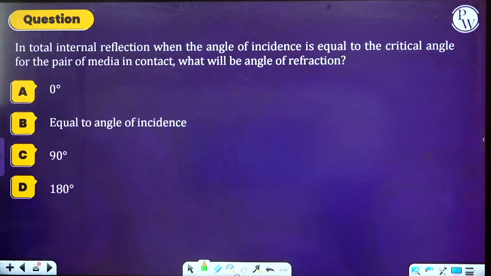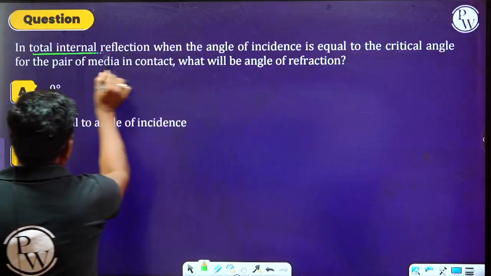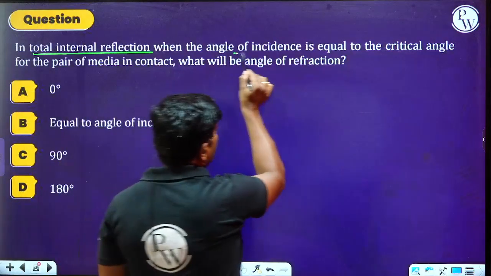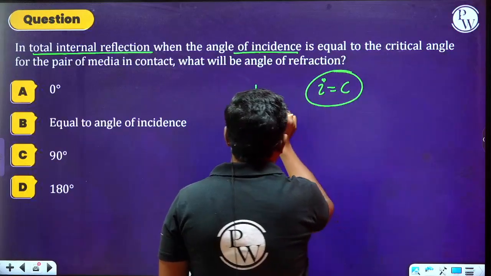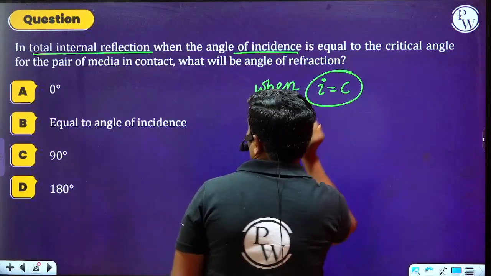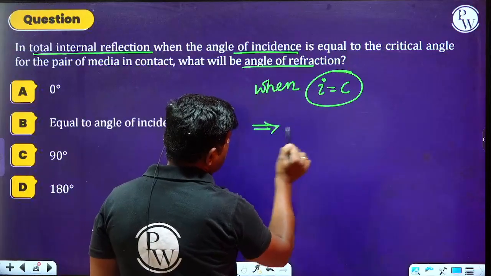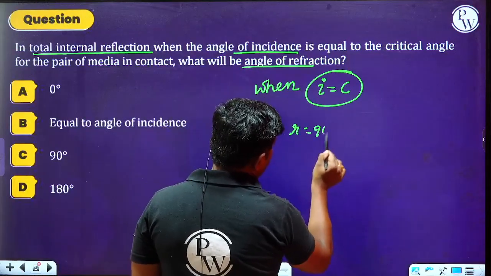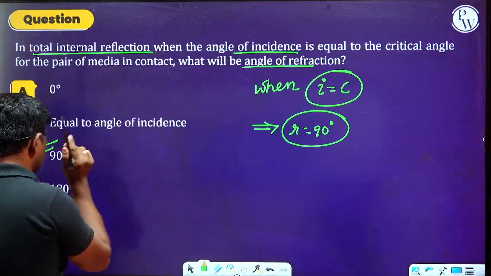What they are saying to us, please do this question here. In total internal reflection, when the angle of incidence is equal to the critical angle, what will be the angle of refraction? Directly we can say the angle of refraction must be equal to 90 degree.